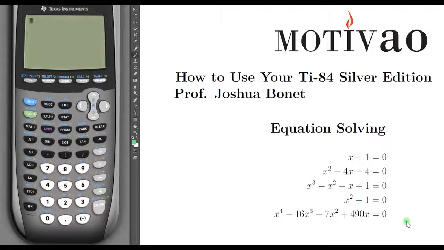Today we're going to do some use of the calculator TI-84 Silver Edition. This can also work with the TI-83 and the TI-84, so don't worry about the numbers. If it looks like this, then you can use all the same mechanisms to solve using this calculator.